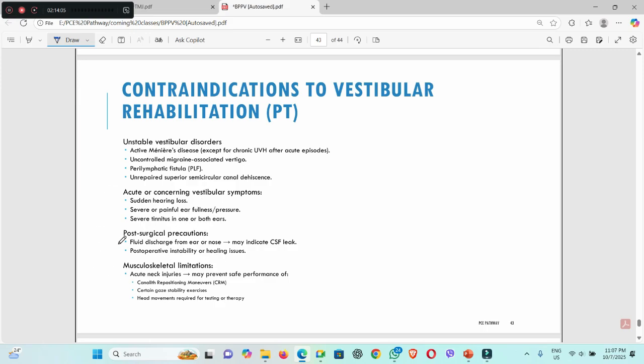What are musculoskeletal limitations? Acute neck injuries may prevent safe performance of CRM, certain gaze stability exercises, and head movement required for testing or therapy.